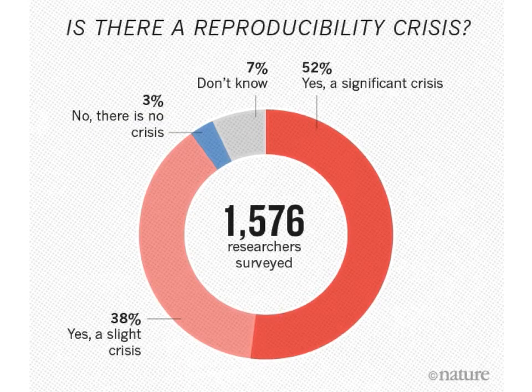This is data from a survey run by the journal Nature, surveying over 1,500 scientists and asking them, is there a reproducibility crisis in science? And over half of the researchers surveyed thought that yes, there is a significant crisis. I'm not sure what a slight crisis would be. It sounds like kind of an oxymoron, but another 38% of people in the survey thought that things were definitely not good.